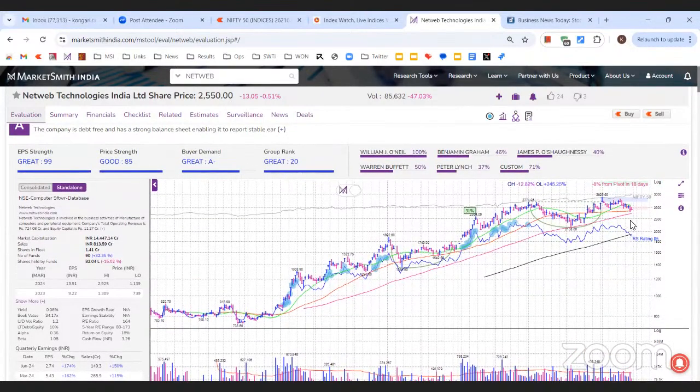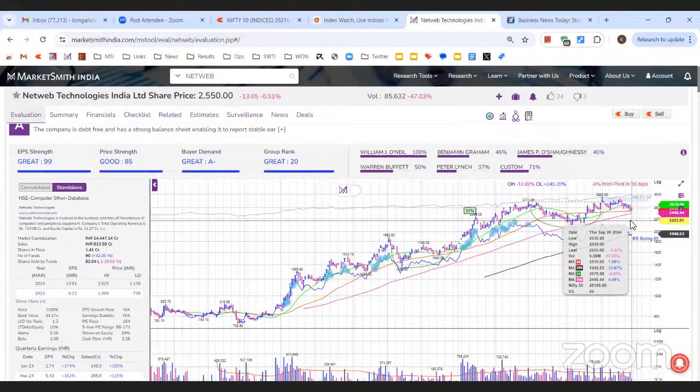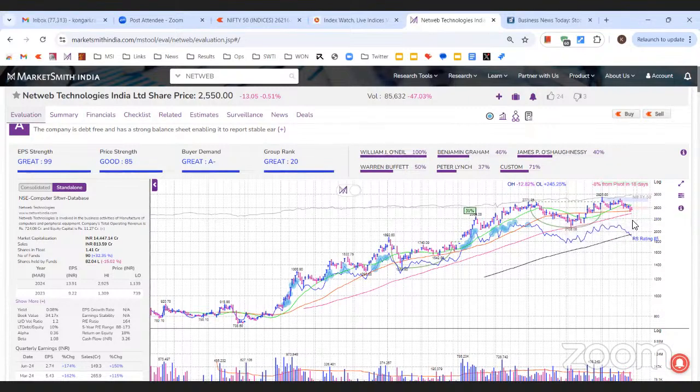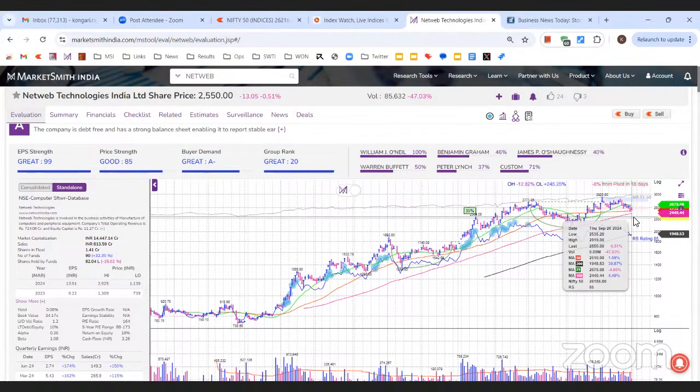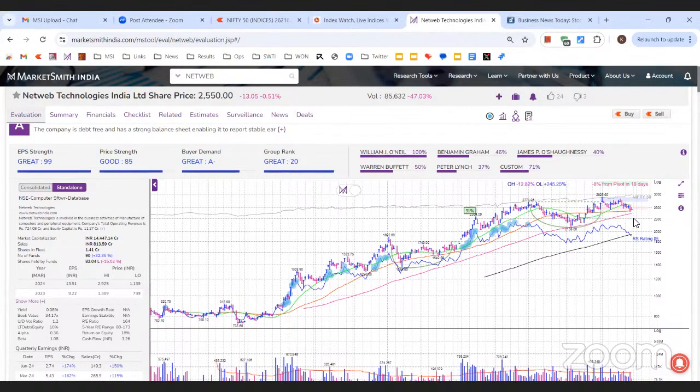Currently, it has retraced towards its 50 DMA. It might find support at its 50 DMA, but fresh entry is not advised at this moment. A rebreakout can happen if it rallies or rebounds from the 50 DMA. You can wait for that opportunity to take a fresh entry, given that it has a very good set of ratings.